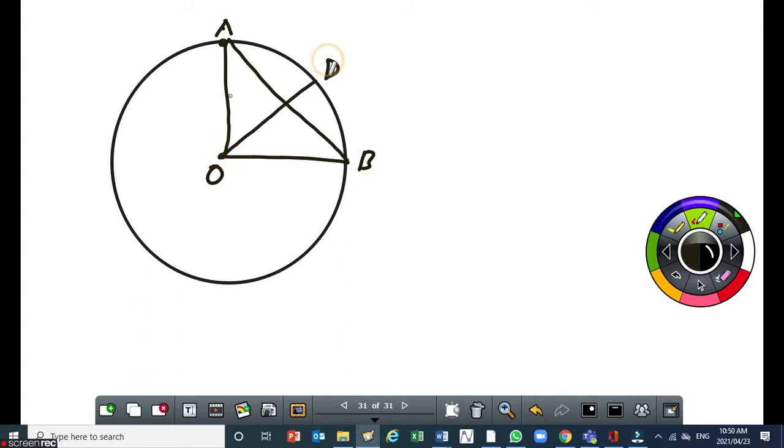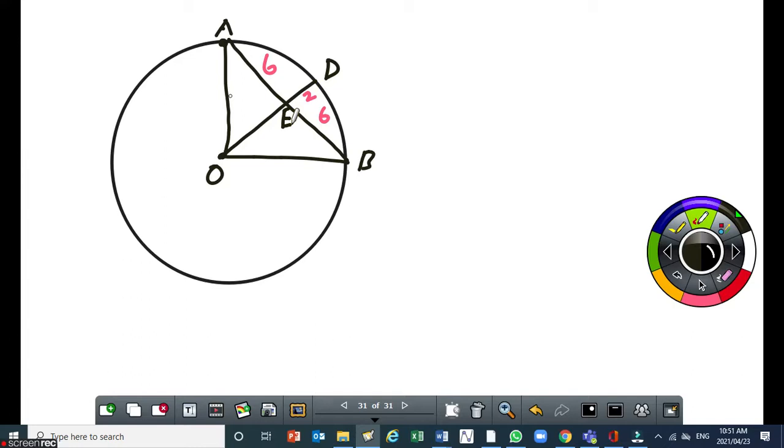So this is point B. Allow me to use a different color. So, okay, based on the question, it says that AE is equal to EB, and they're both equal to 6. So that's 6, and this is 6. And DE is equal to 2, so that will be 2. And this point is point E.